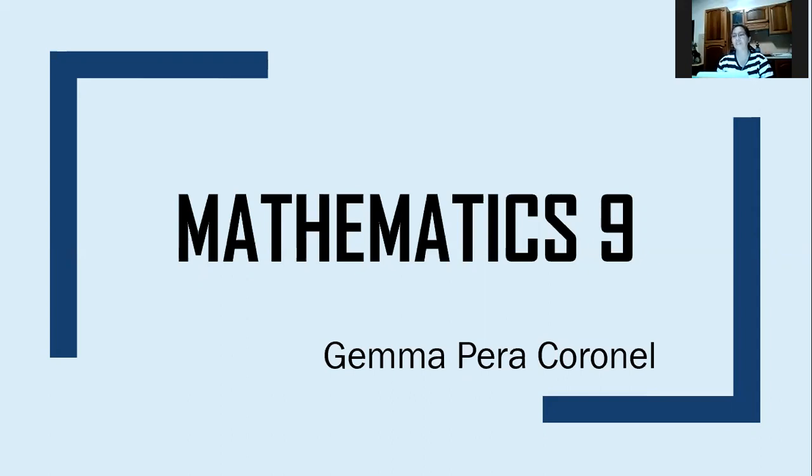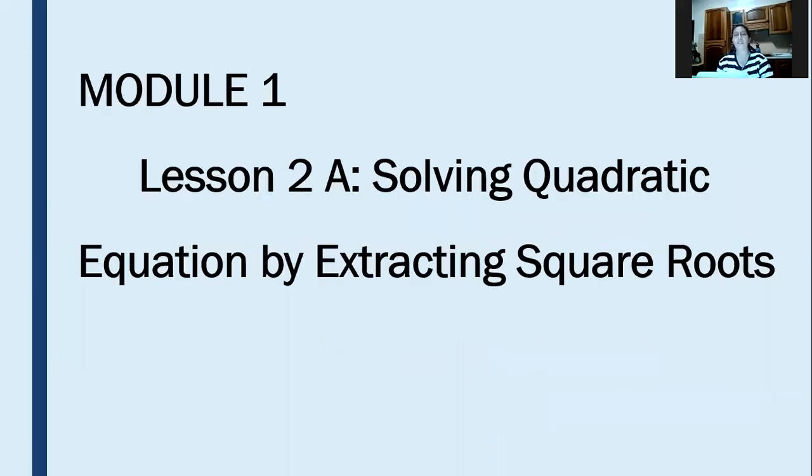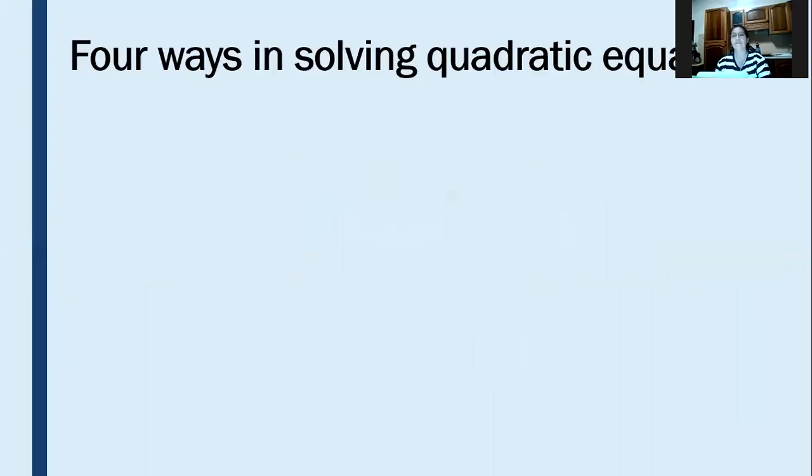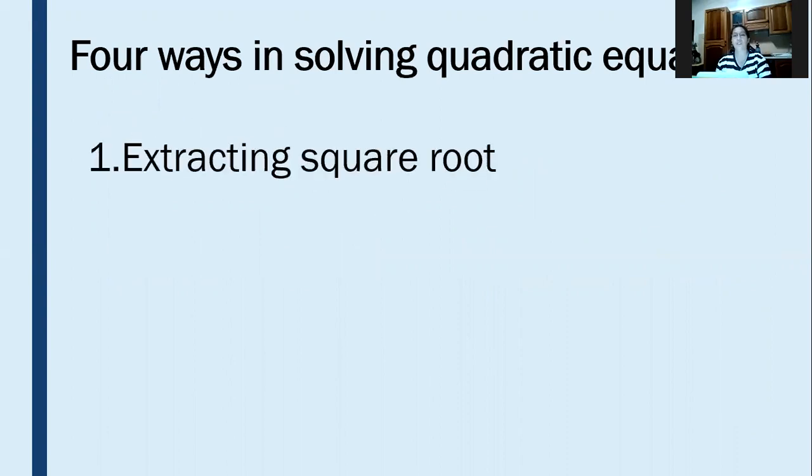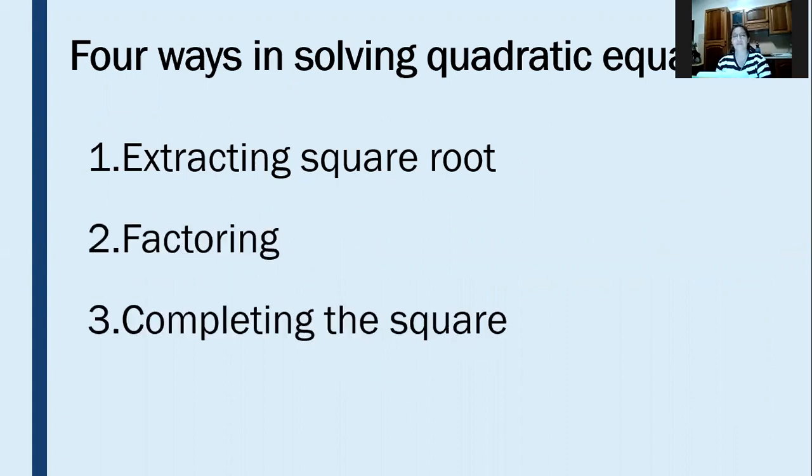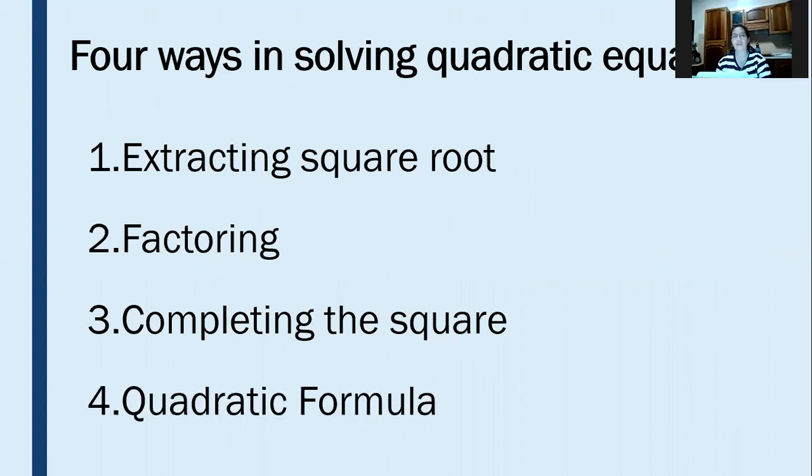Our lesson for today is Module 1, Lesson 2A, Solving Quadratic Equation by Extracting the Square Root. We have 4 ways of solving a quadratic equation. Number 1 is by extracting the square root. The second is by factoring. The third is completing the square. And number 4 is the quadratic formula. Our lesson is solving quadratic equations by extracting the square root.